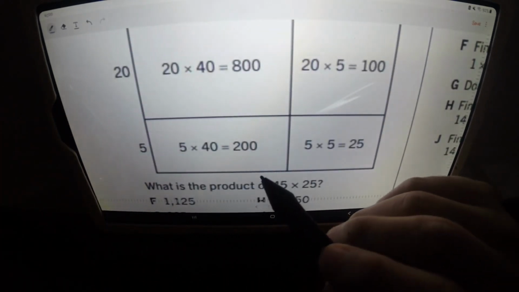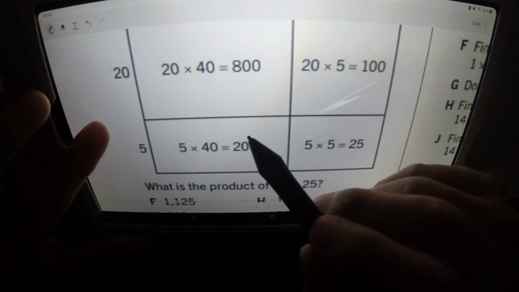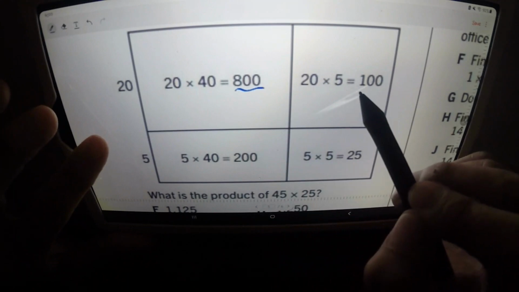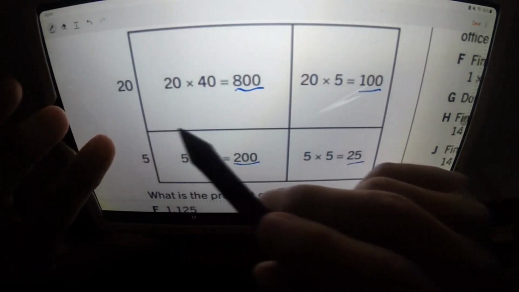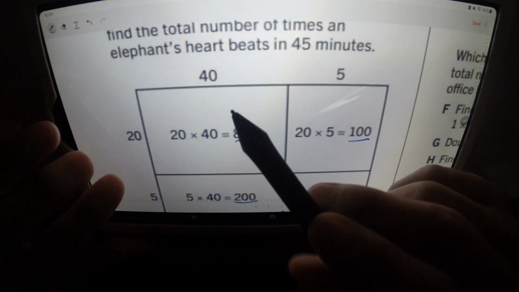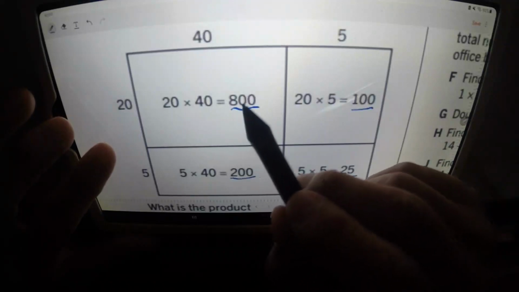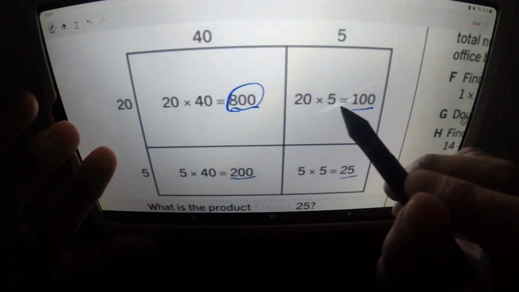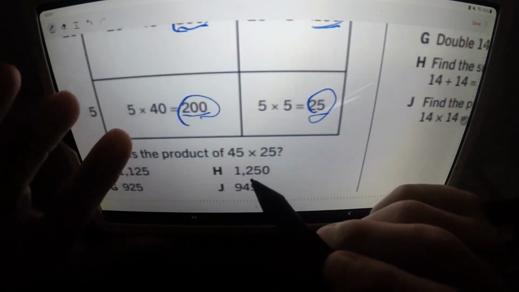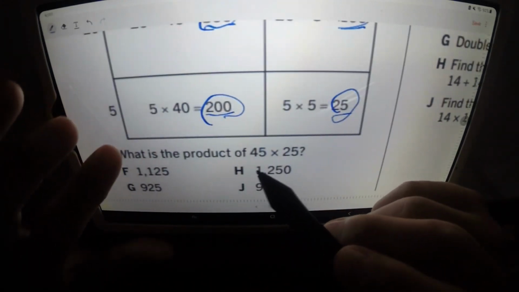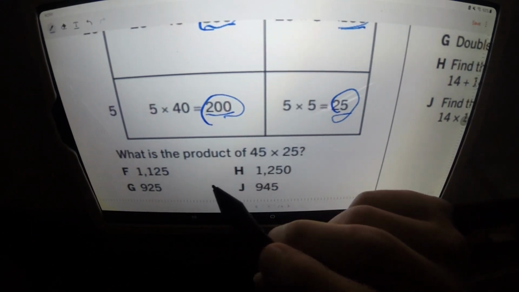What is the product of 45 times 25? The product of 45 times 25 is the same as these totals. Okay? This is just broken down for you in a different way. 45 times 25 is the same as adding all these totals up. This one, this one, this one, and this one. It seems a little confusing, but as I said, just add those numbers up and you'll get one of these numbers here. You've got to figure that out.